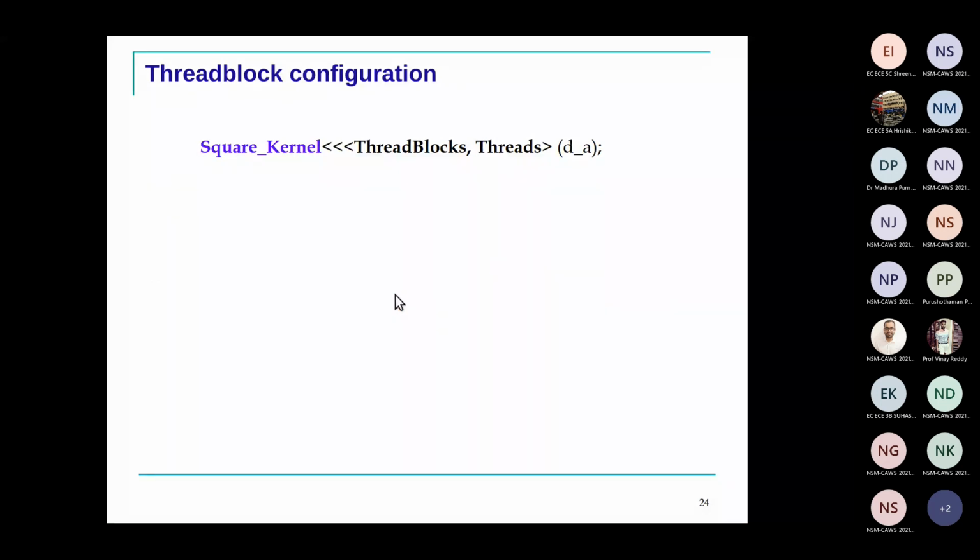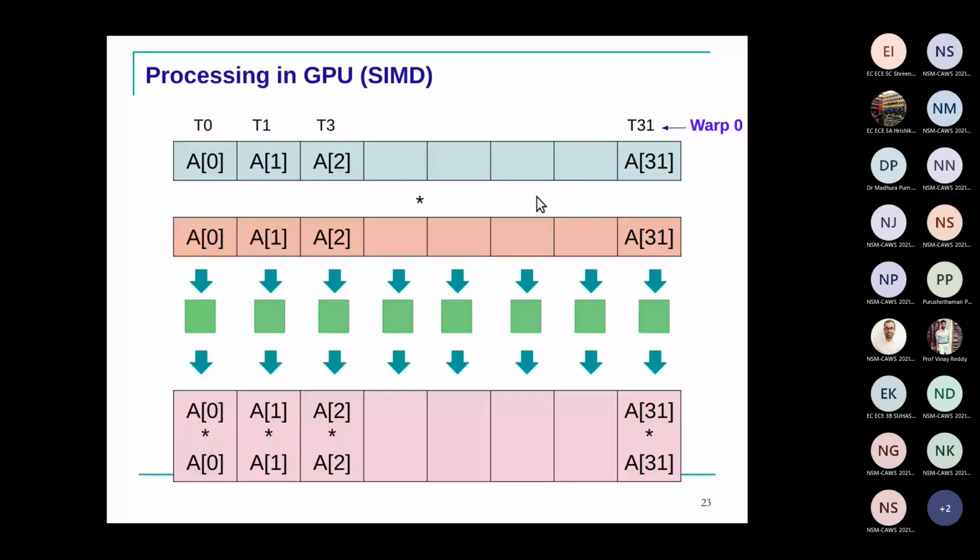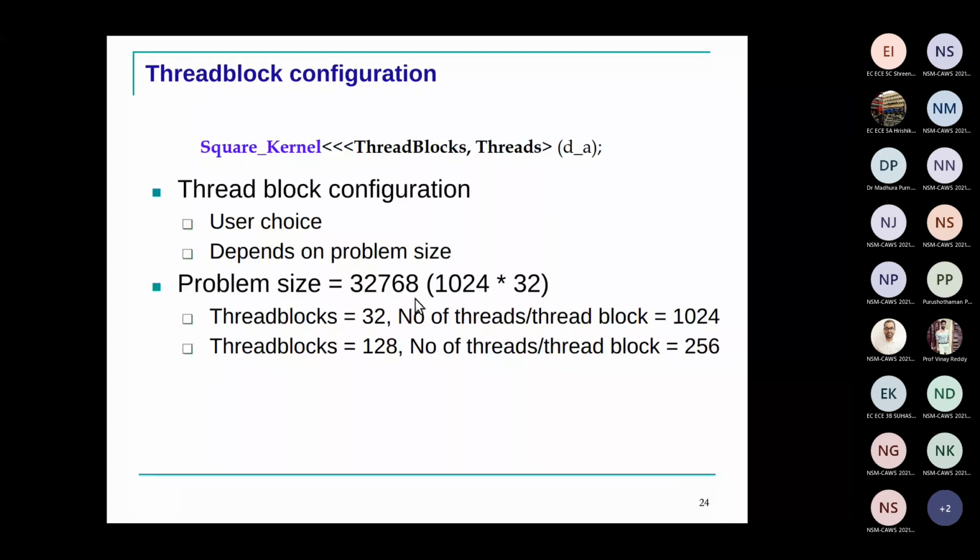Let's say the array that you're performing the operation on is about 32,768 elements. Then you can specify 32 thread blocks, with 1024 threads in each thread block, or you could also specify 128 thread blocks with 256 threads each. Each thread will take one element of the array and do the multiplication, and so on and so forth.